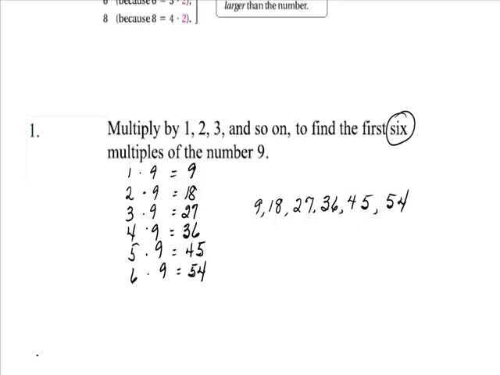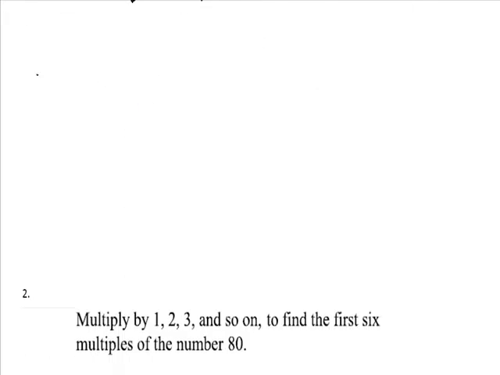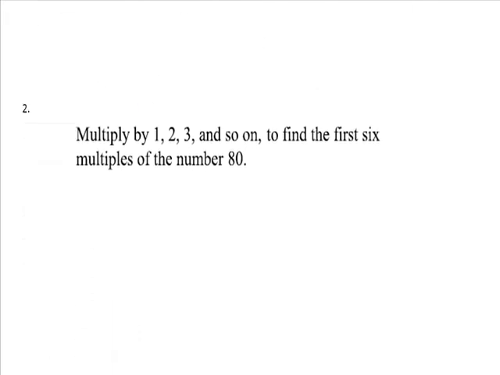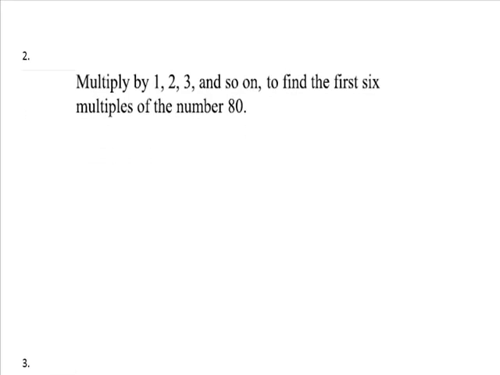These are not bad at all if they are some of the multiplication facts that we already have committed to memory. Let's look at another one. Well, this one doesn't look like quite so much fun. Multiply by 1, 2, 3, and so on to find the first 6 multiples of the number 80. Okay, 1, 2, 3, 4, 5, 6. Now multiplying by 80 is just like multiplying by 8, but we have a 0 tacked onto the end.